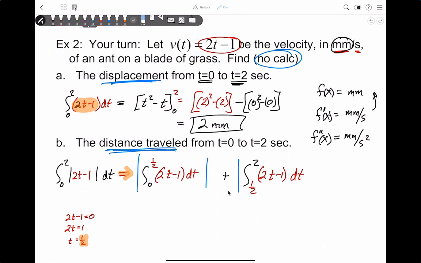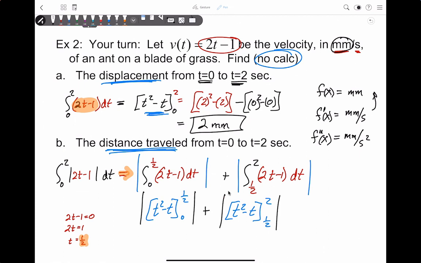So let's go ahead and do that. The first one we are looking at, well, we already know the antiderivative. It's t squared minus 2t. So we have t squared minus t for this one, and it's 0 to 1/2. And then we will have it again over here, t squared minus t for this one, and this one's 1/2 to 2. Remember, we will be adding these together, but we have to take the absolute value before we add them together. We don't want it to cancel out because we want the total distance traveled for this one.